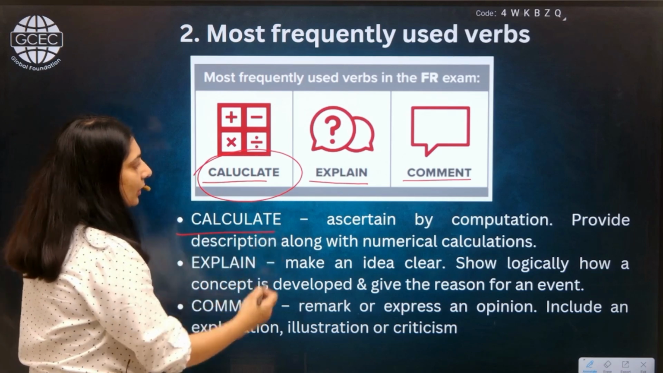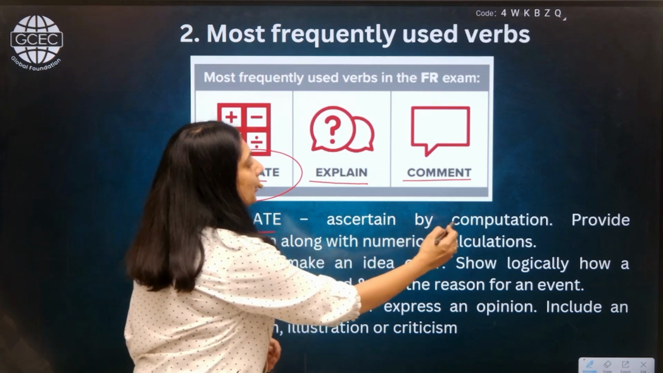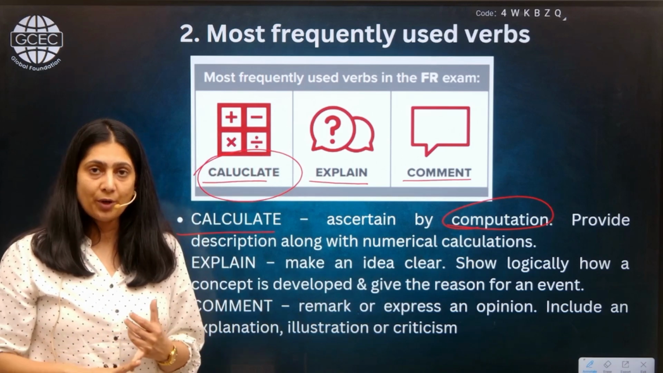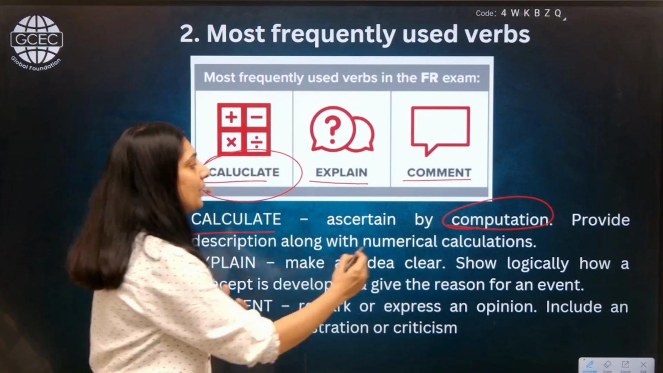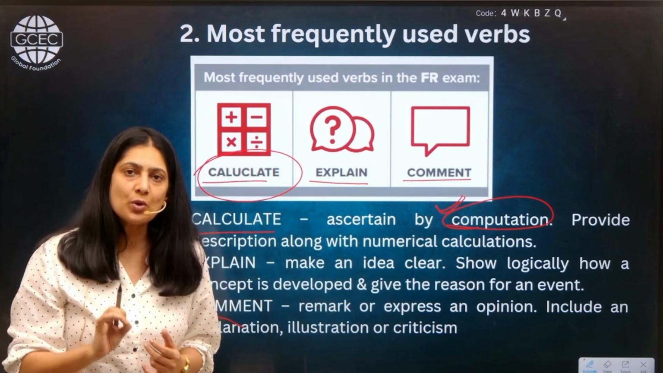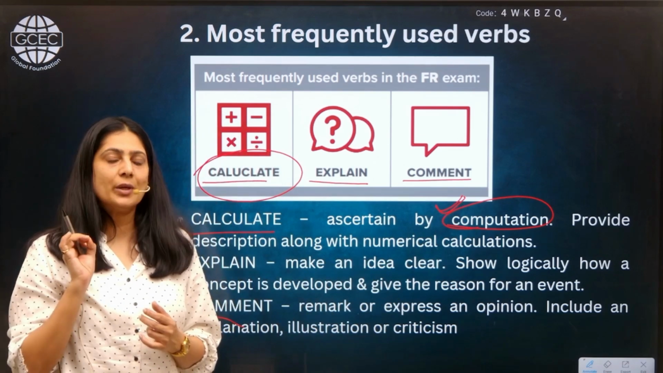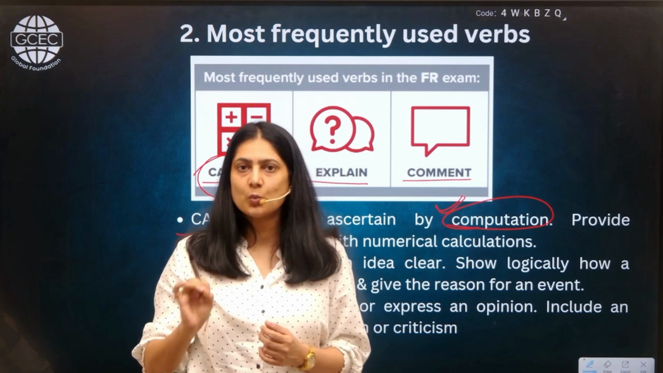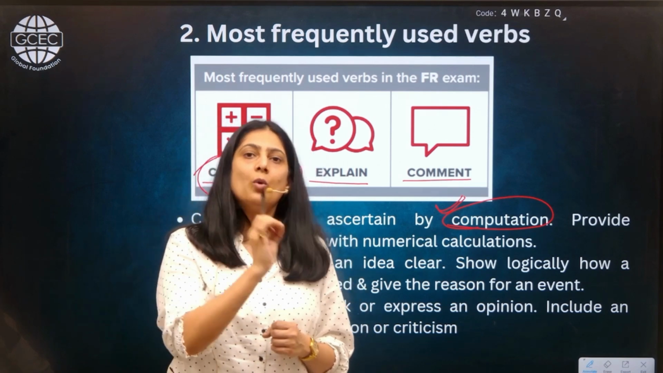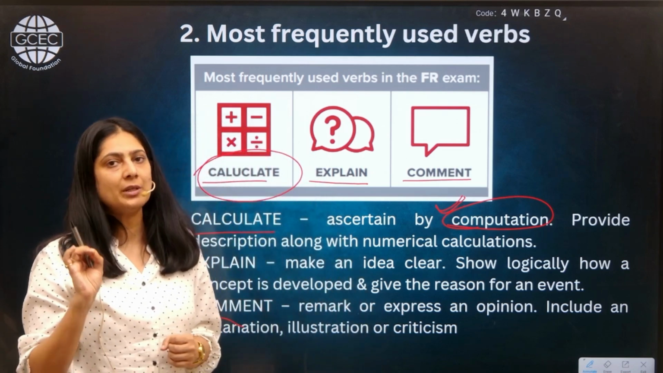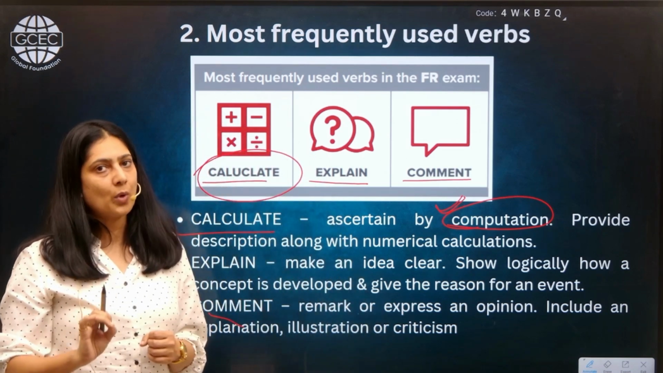So first is calculate. What you need to understand? You need to understand the computations well. Now please note a very important point here: whatever you are computing, whatever you are calculating, you need to have an explanation behind that. So even if it is a one-liner or two-liner, you need to explain your numbers, why you have calculated a particular number, what is the logic behind it, which standard you have used. The explanation needs to be done well in the working note itself.